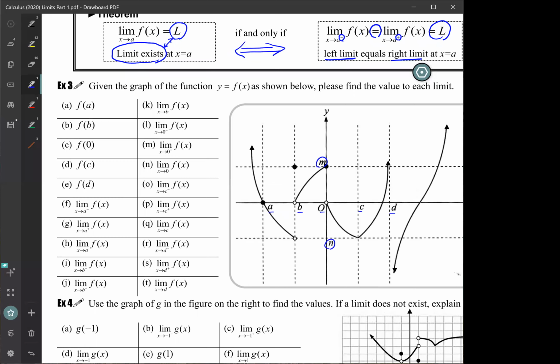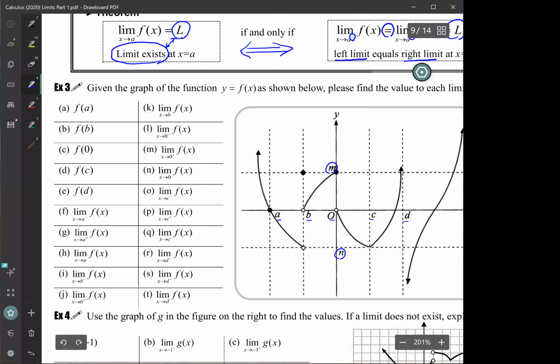So I'll do maybe 2 questions to help you. For example, question A, f of A, right? It doesn't mention the limit, so you are just finding the point. So who can tell me the point for f of A? Anyone? 0? 0, okay? So you look at x is A, and then you're looking for the y value. The y value here, you see I'm circling, is 0, so you answer 0.